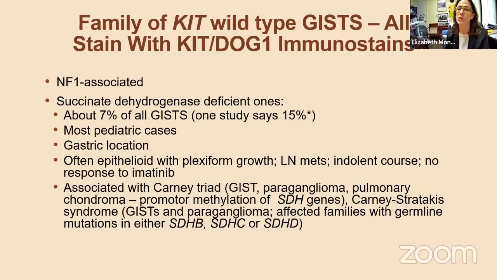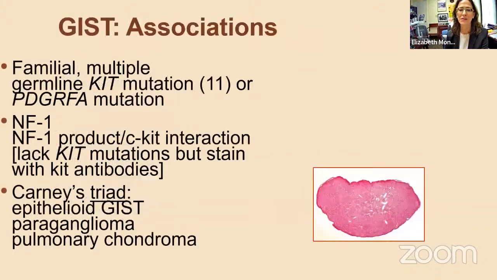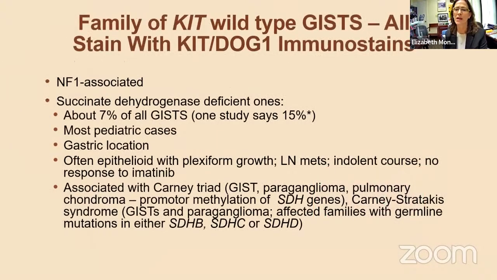These are associated with the Carney triad. Now, of course, remember we just saw the Carney syndrome. So let's go back, I'm sorry, the Carney triad: GIST, paraganglioma, and chondroma. And these patients have methylation of these special succinate dehydrogenase genes, so it's not familial. On the other hand, Carney-Stratakis syndrome has GIST and paragangliomas, and these folks have germline mutations in the succinate dehydrogenase genes.